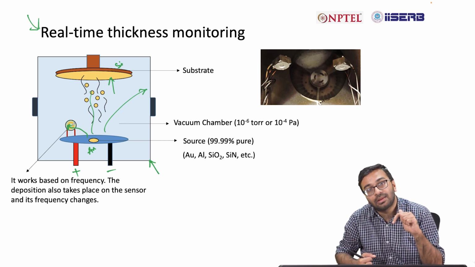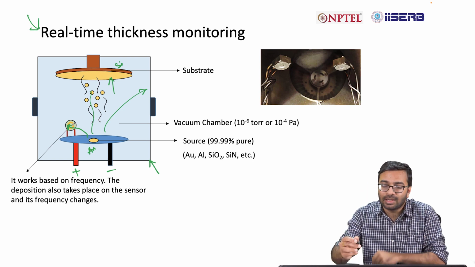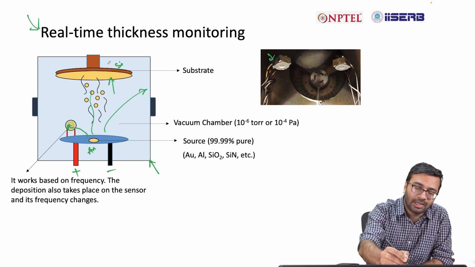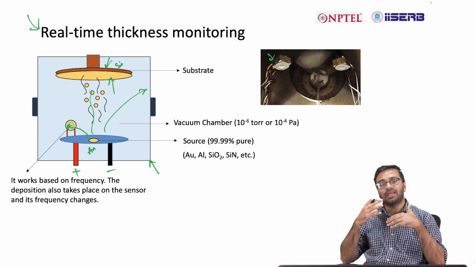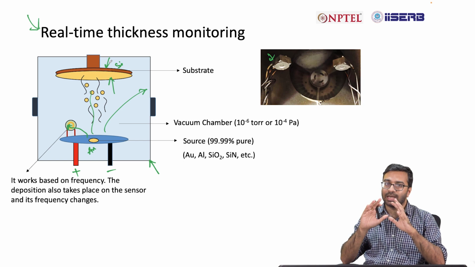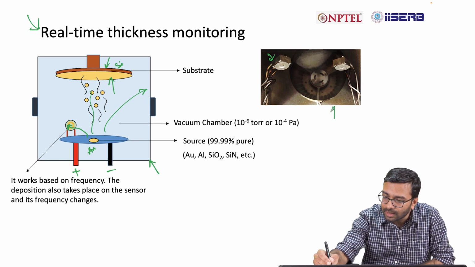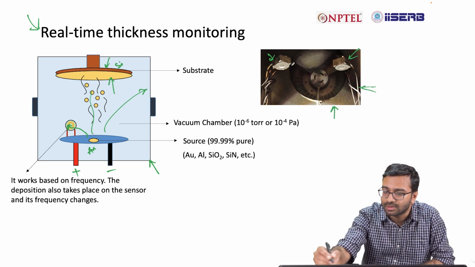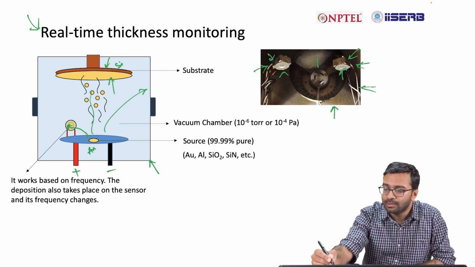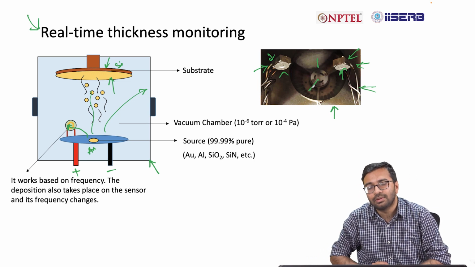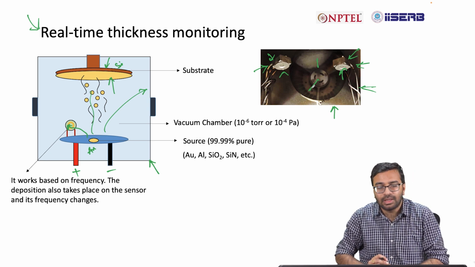Now, based on that frequency, you can decide how much is the thickness on the crystal sensor. Similarly, similar thickness can be expected on the substrate. So, you make a calibration, and then while the deposition is going on, you can decide that okay, this is the level of thickness that we have already achieved. So, here I have given you a real image where the thickness monitors are shown. These are the thickness monitoring units, crystal sensors, and then you have a substrate. So, that is how one can take advantage of a real time thickness monitoring unit.